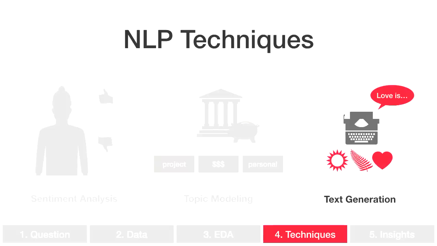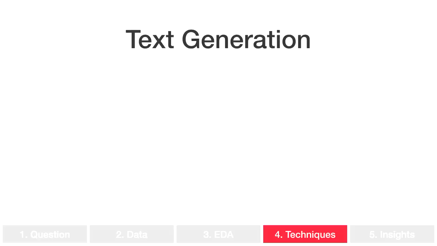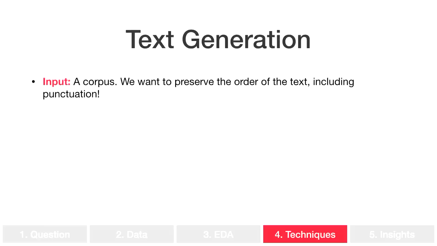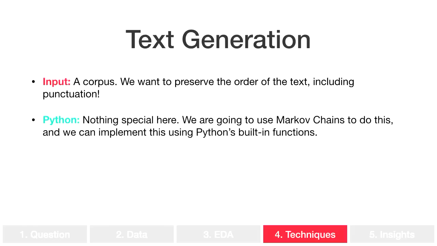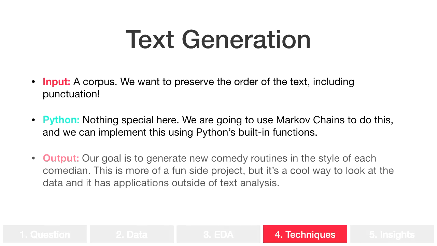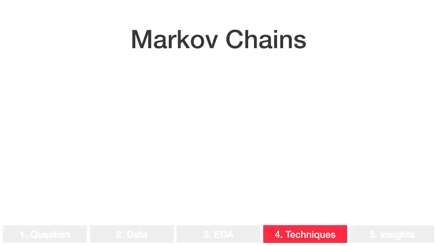Okay, so we have about 7 minutes left. And I'm not going to go through this one in detail, but I think it's pretty cool. So text generation, your input into this is a corpus. So order matters, right? Because you're trying to figure out what the next word is. And there's nothing special in Python that we're going to do here for text generation. But the output would be a new comedy routine. So this is purely for fun.